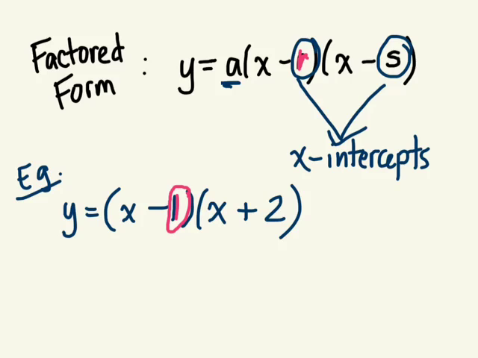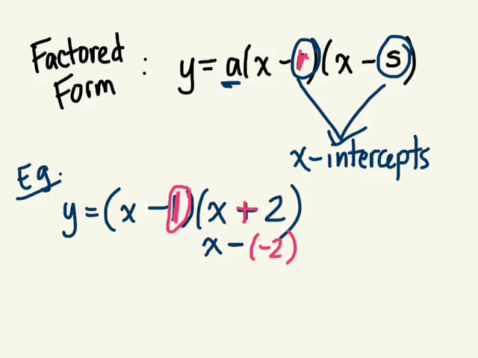And then x take away s. What is s then? It's got to be a -2 because x take away -2 becomes x plus 2, right?